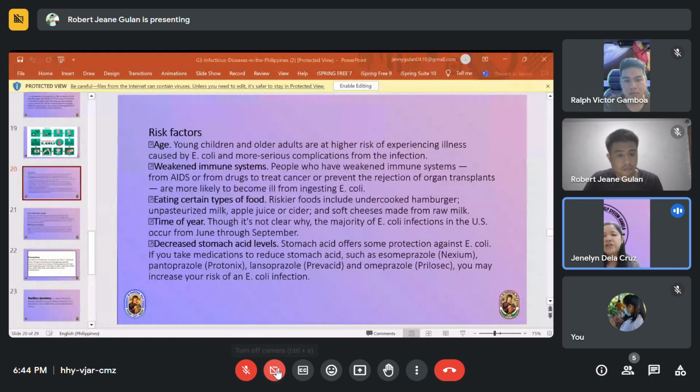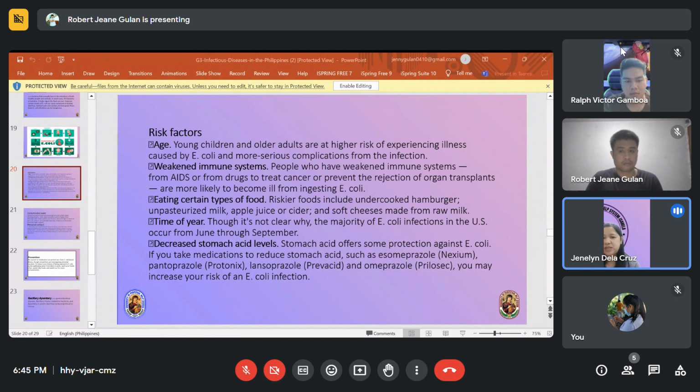Eating certain types of food. These include undercooked hamburger and unpasteurized milk, apple juice or cider, and soft cheeses made from raw milk. Time of year, though it's not clear why, the majority of E. coli infections in the US occur from June through September. So, yun nga, yung mga time kasi na yan, tag-ulan. So, mas maraming cases ng E. coli.